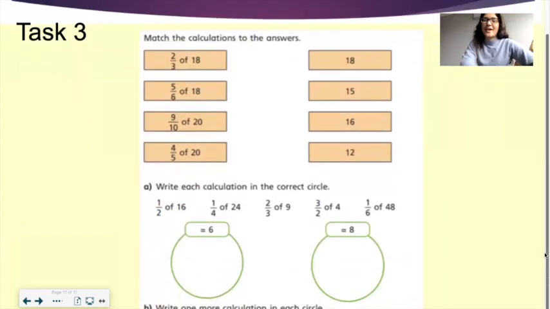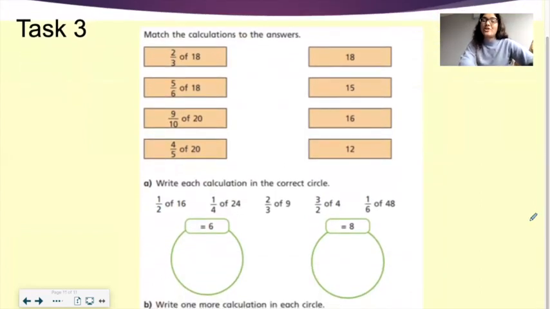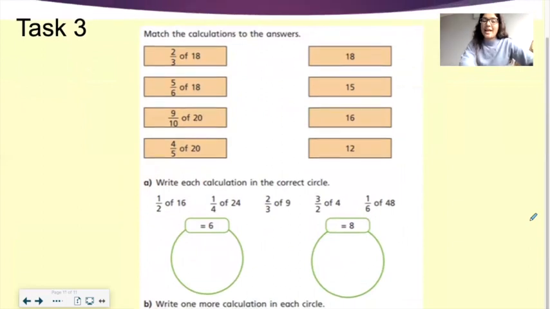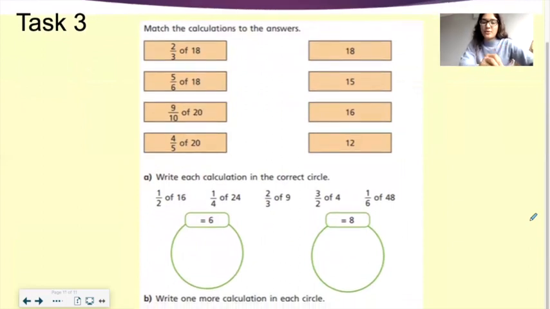And your third and final task, you have to match the calculations to the answers. Let's do that one first. And then once you've done that, you're going to write each calculation in the correct circle. So whatever number you get after solving these, you put into this box. If the answer is 6, then you put the sum into this circle. If you get an answer of 8, then you put that sum in this circle and write one more calculation in each circle. Off you go.